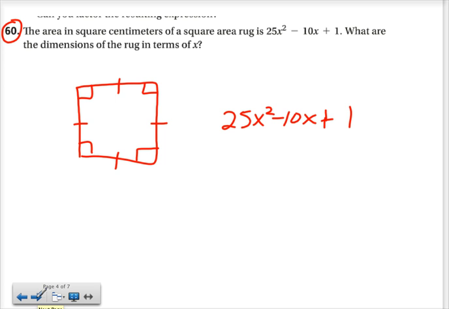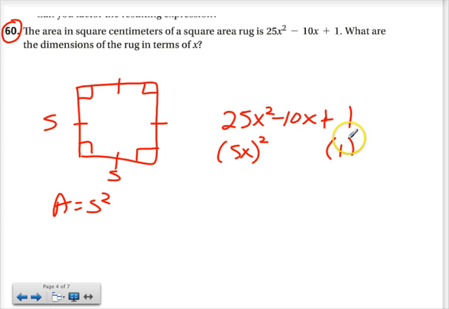Well, here's what I know. For any square, the area of the square is something squared. And when I look at this problem, I realize, well, of course, this is a perfect square. This is a perfect square. This one must meet in the middle, so 5x times 1 is 5x, times 2 does give me the 10x.